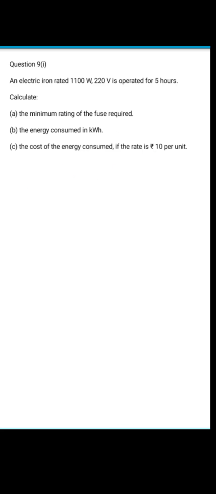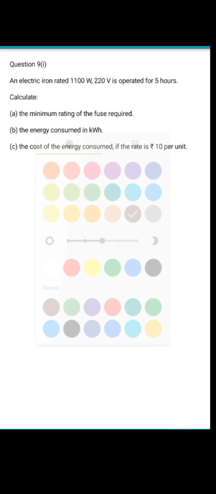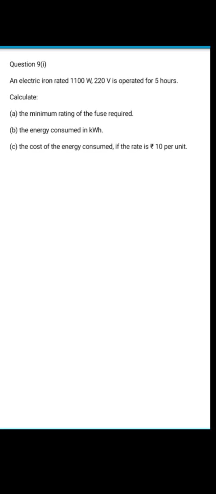Next question. An electric iron rated 1100 watt and 220 volt is operated for 5 hours. You have to calculate the minimum rating of the fuse required. Then you have to find the energy consumed in kilowatt hour and the cost of energy consumed if the rate is rupees 10 per unit. Very easy, once again, directly from the book.